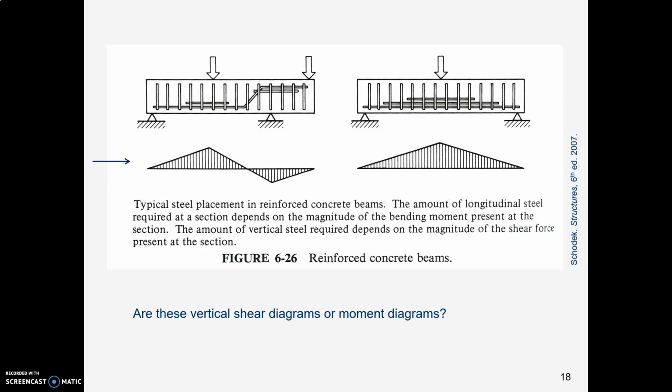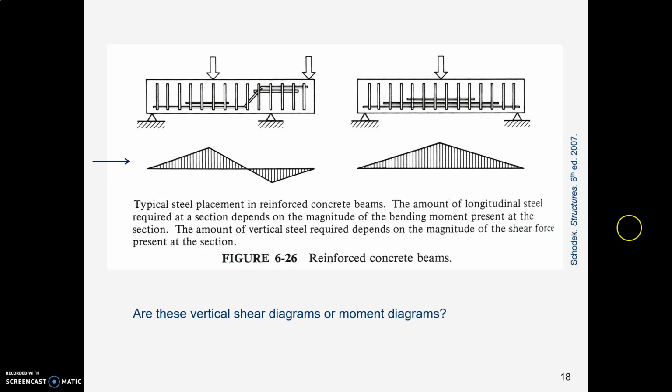Here is a diagram out of a structures book. Let's look at the simply supported beam here on the right end. So there's the beam, there's the free body diagram. Here's something. Question, thinking about this diagram underneath the beam, do you think that is a vertical shear diagram, or do you think that is a bending moment diagram?